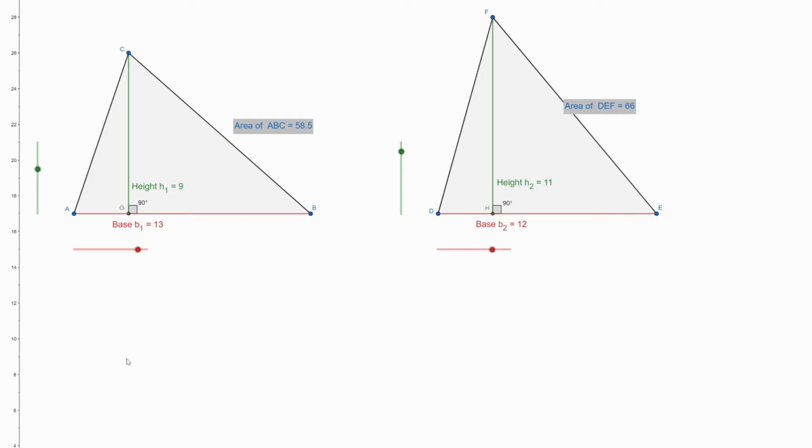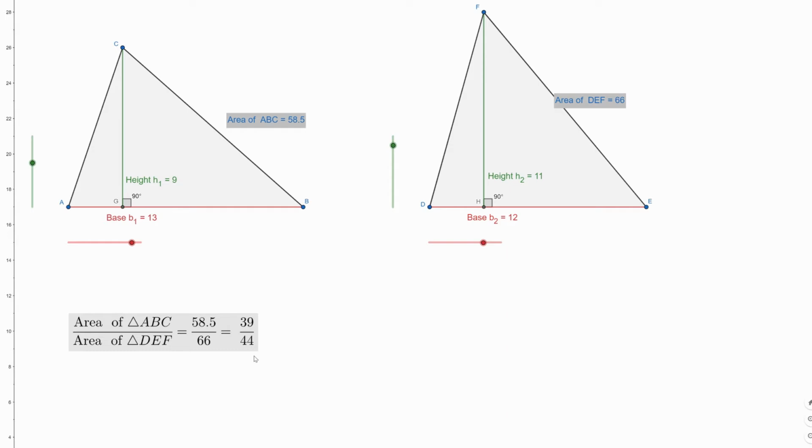So now the first thing I will do is I will write the ratio of the area of the two triangles. Here it is. So now area of triangle ABC upon area of triangle DEF, it is equal to 39 upon 44. Very simple. The next thing I am going to do is I am going to write the formula to calculate the area for both the triangles, which is this.